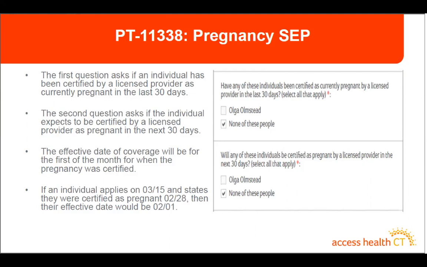And finally, if an individual applies on 3/15 and states that they were certified as pregnant on 2/28, then their effective date would be 2/1. So effective date rules follow the month of the certification. Based on whatever your certification date is from your doctor, and there's a form that your doctor can fill out, or in some cases they may be able to write a letter, but it's probably best to use the certification form whenever possible. Whatever date is on that form would dictate the start date of coverage. So if it's in a given month, the start date of coverage will be the first of that month.